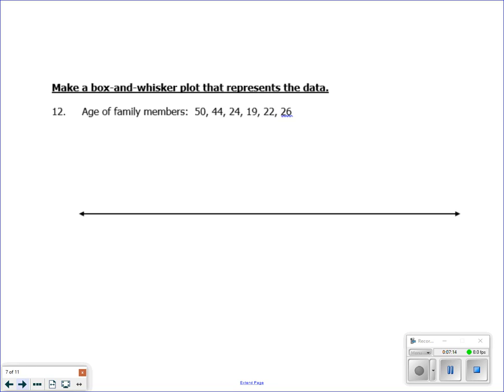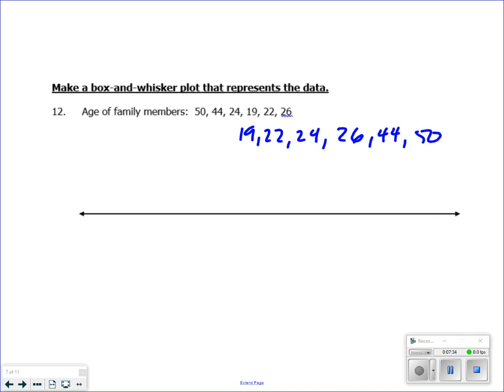Now we're going to actually have to make a box and whisker. So I'm going to put these numbers from smallest to largest. So 19, 22, 26. Oops, I missed one there. Let me start over again. 19, 22, 24, 26, 44, and 50.